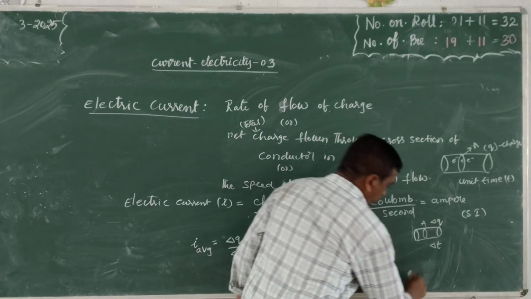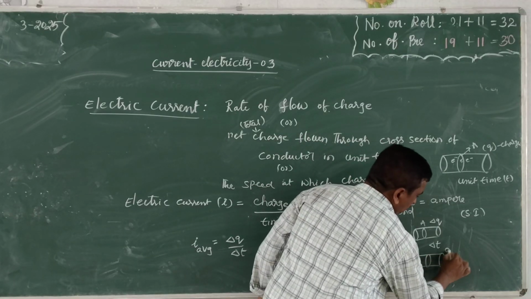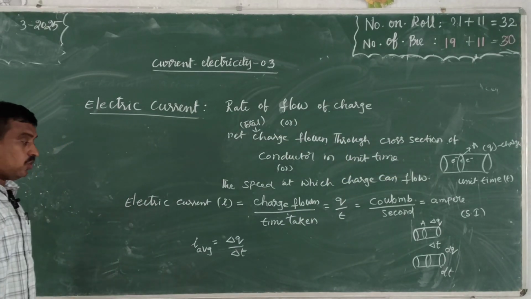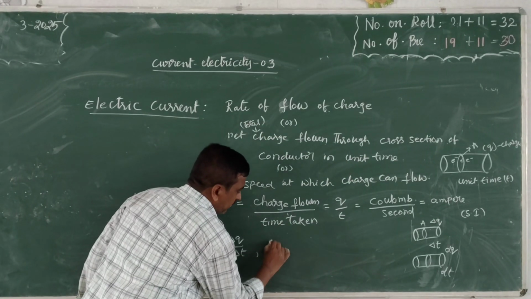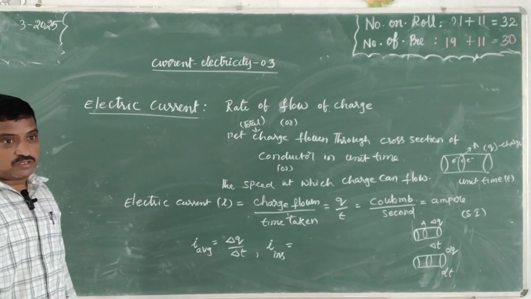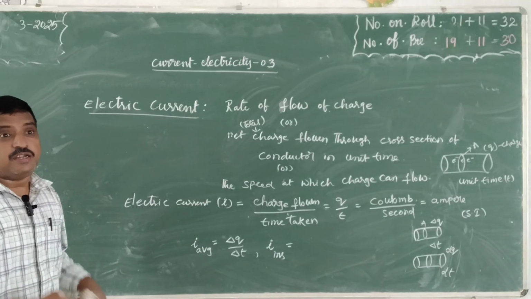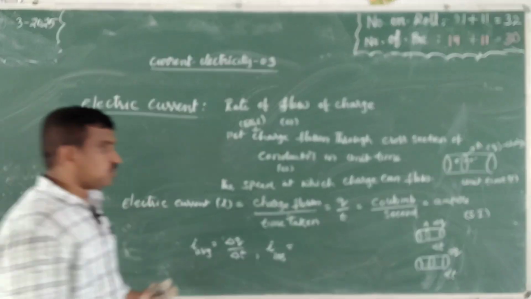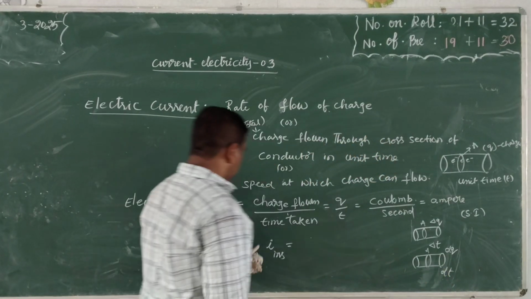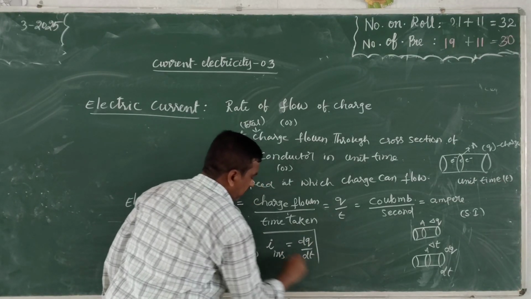See, for example, here in this area of cross section, dq charge in dt time it passes. So that we call it as I instantaneous. Means instantaneous current. Instantaneous current means the number of charges flowing through cross section of a conductor in dt time. In dt time, how many charges pass? dq charges pass through this area of cross section in dt time. That dq by dt we call it as instantaneous current.